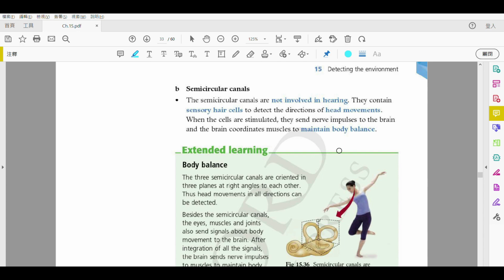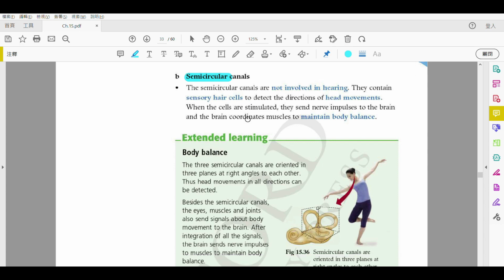And then, before moving on to the next part, we're going to talk about the last structure called the semicircular canals. So this semicircular canal is not involved in hearing. So somehow it is not part of the ear. It does not belong to the hearing part of the ear. Alright? It is not related to hearing. So it also contains some sensory hair cells.